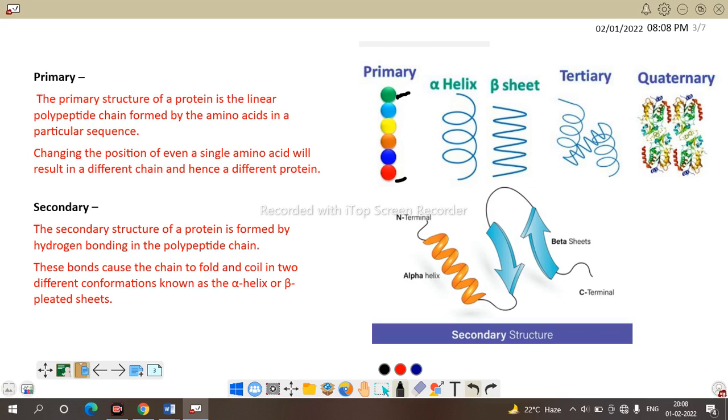Next is the secondary structure of a protein. The secondary structure of a protein is formed by hydrogen bonding in the polypeptide chain. These bonds cause the chain to fold and coil in two different conformations known as the alpha helix or the beta pleated sheet. Here is the alpha helix, which is a coiling shape and has an N terminus, and the beta sheet has a C terminus. This is the coiling form of the alpha helix.